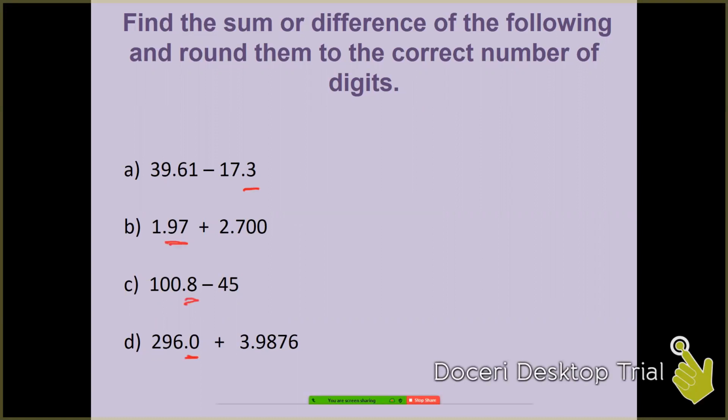All right, so if we look at these, underline the number that had the fewest places behind the decimal. That's what's going to determine my answer. So what do we get for the first one? 22.3. Perfect.